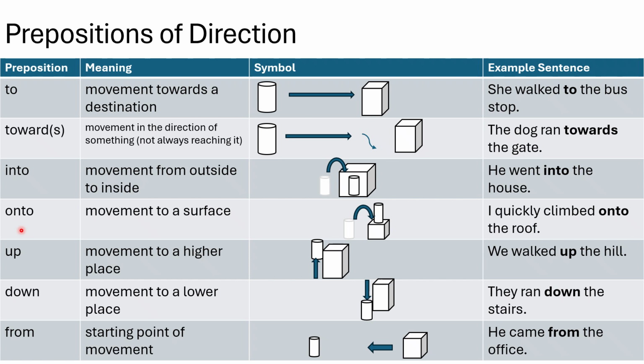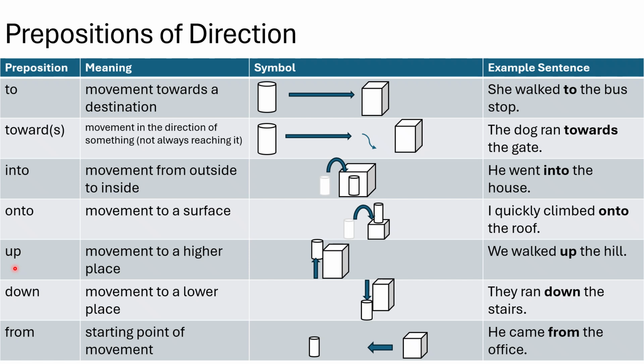The preposition onto means movement to a surface. This symbol illustrates the cylinder moving onto the box. Listen to the example sentence. I quickly climbed onto the roof.